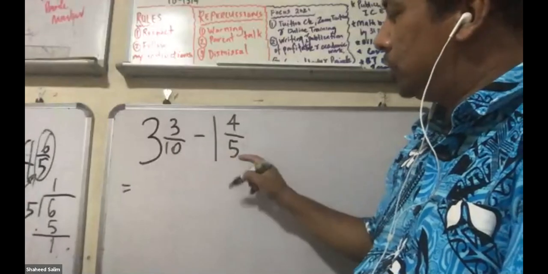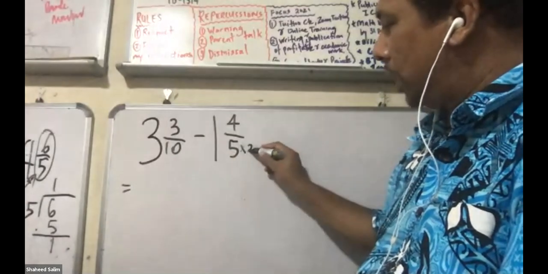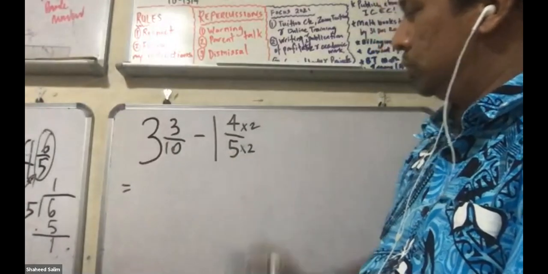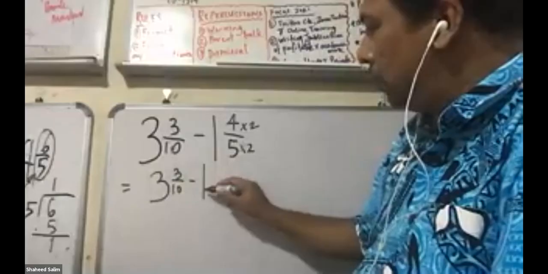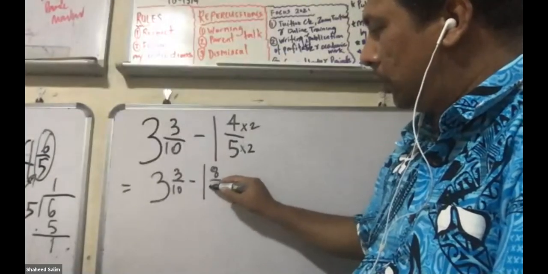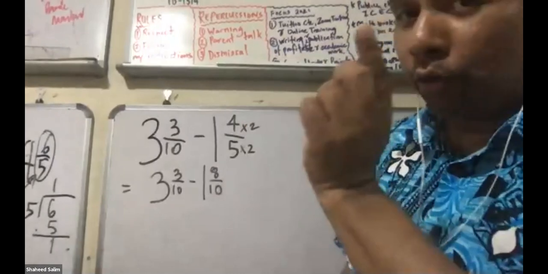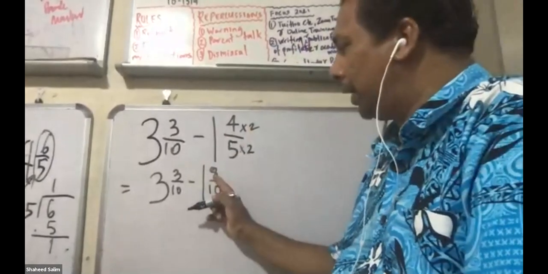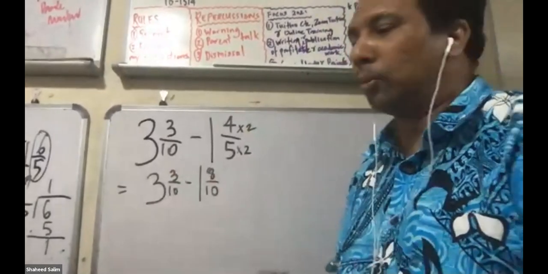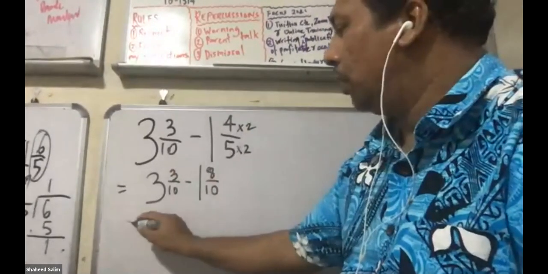We can change this denominator to 10. So times 2, times 2. So you get 3 wholes, 3 out of 10, minus 1 whole, 8 out of 10. Now careful. 3 cannot minus 8, you know. Don't go and take 8 minus 3. Cannot go back. So now what to do? You take the 3, you ask from the neighbor.